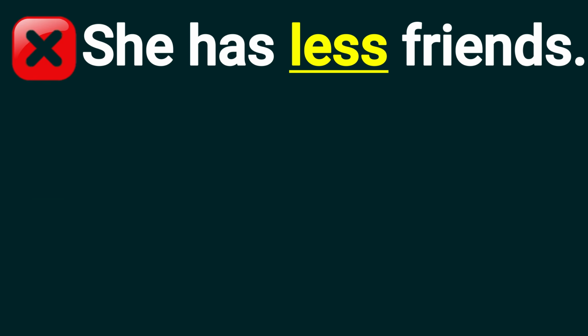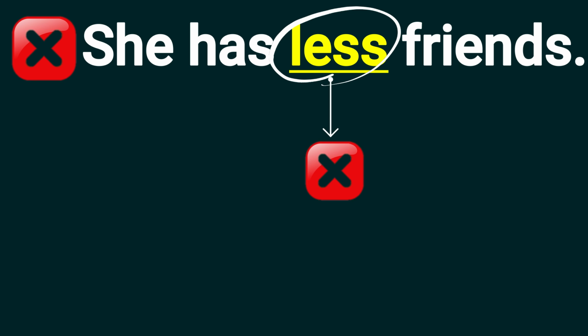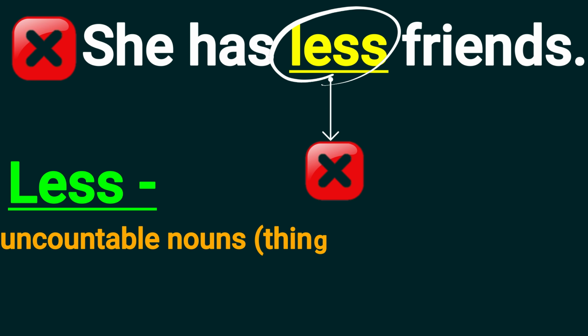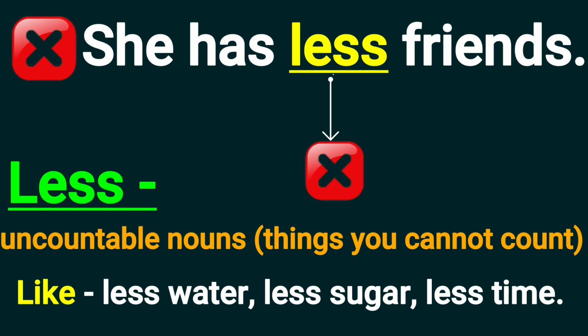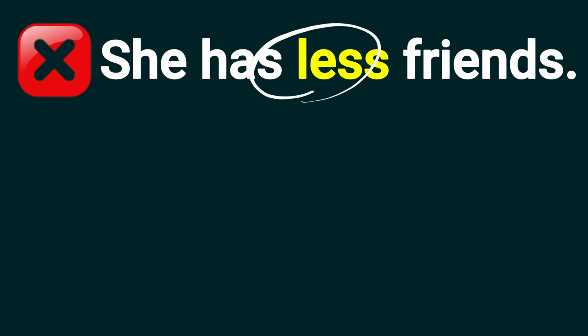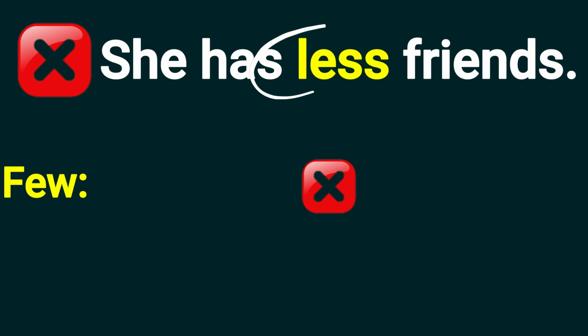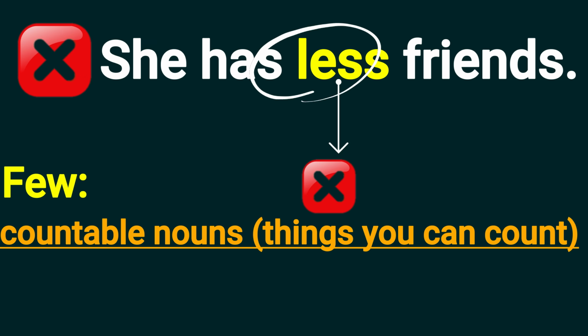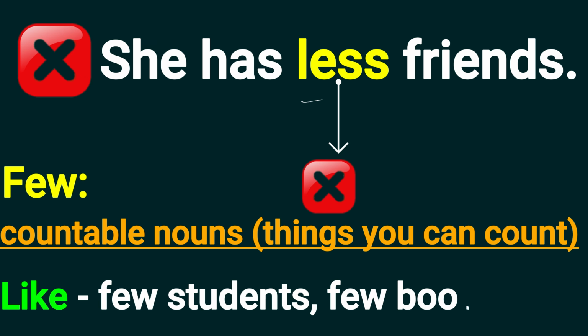Here using of less is wrong. Instead of less, because less is for uncountable nouns, things you cannot count like less water, less sugar, less time. So instead of less, we should use few because few is for countable nouns, things we can count like few students, few books, few friends.